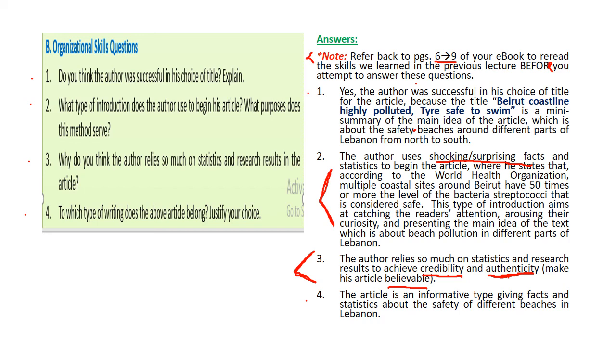If you want expository, if you want to write that, informative is a better one. Type, why is it informative? Type, because it's giving facts and statistics about the safety of different beaches in Lebanon.